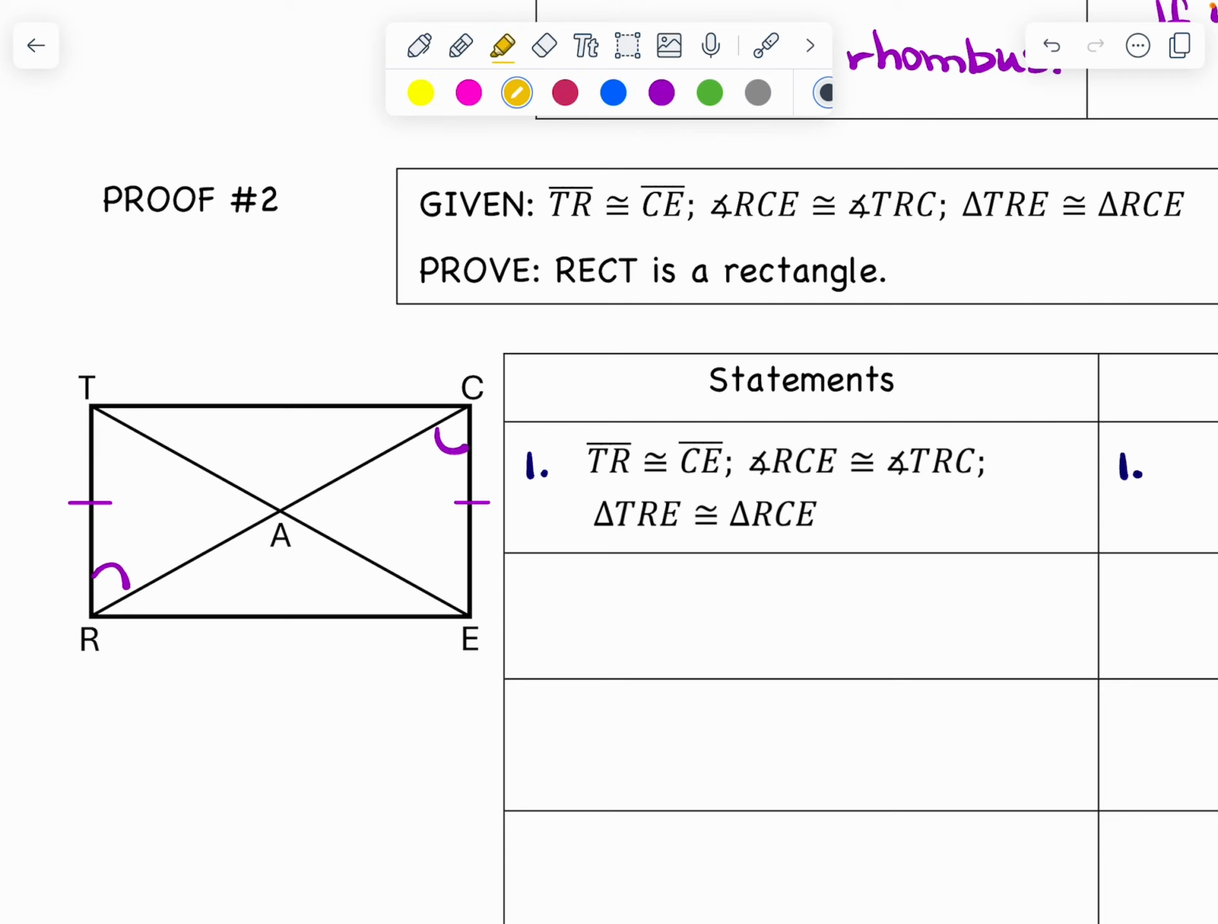And then triangle TRE. Let's see if I can kind of do some highlighting. TRE, so this triangle, right, is congruent to RCE. So this triangle. Oh, let me overlap a little. I'll do blue. Here we go. All right, that's a lot going on in that picture. You don't have to do all that if you don't want to.